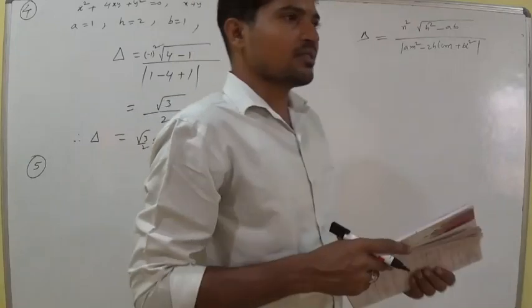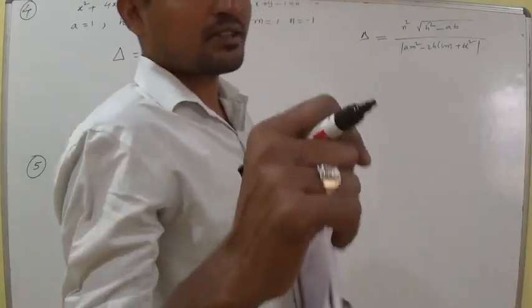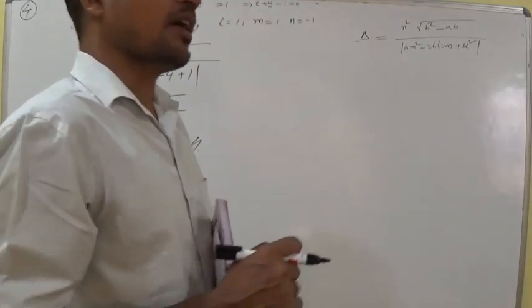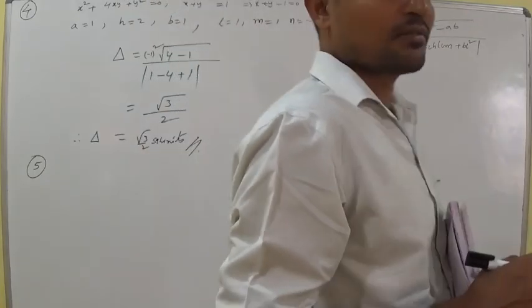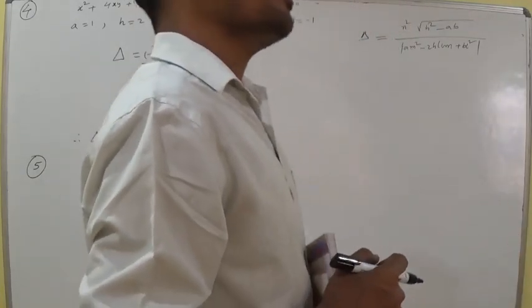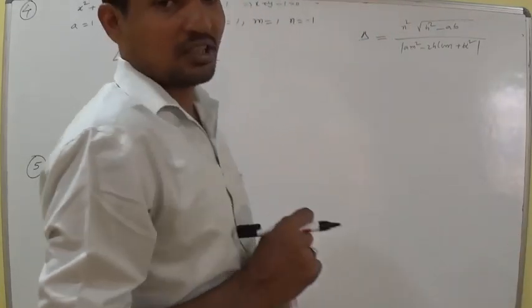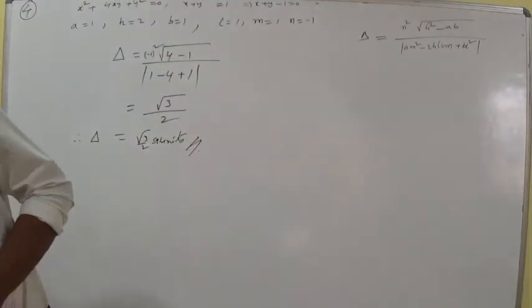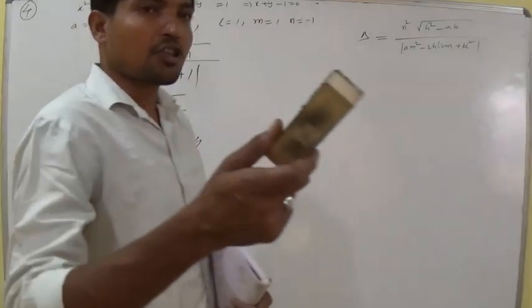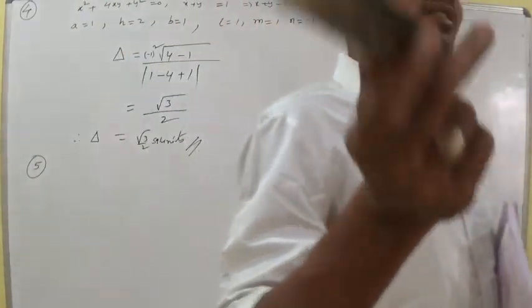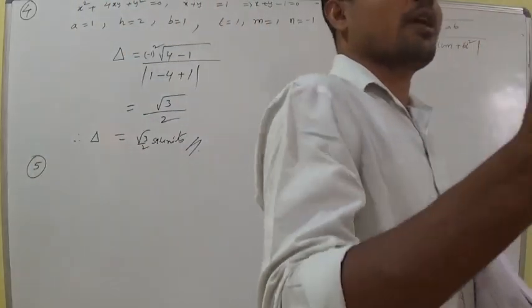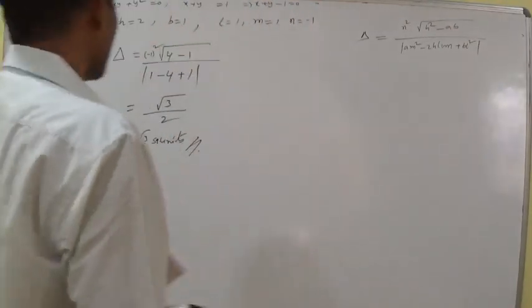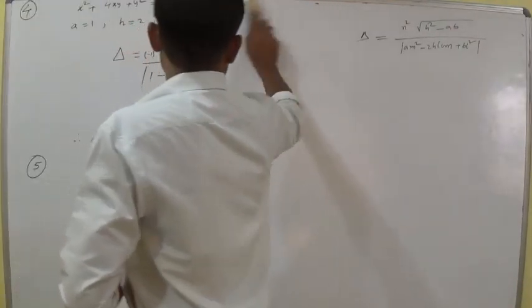That means the equation given here is for the acute angle between pair of lines. The combined equation formula we have to use here is h into x square minus y square minus xy into a minus b is equal to 0. That one we have to use here.